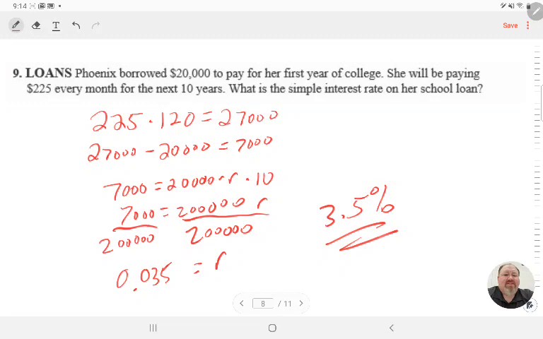So 7,000 equals 20,000 times R times 10, or 7,000 equals 200,000 times R. Divide both sides by 200,000, and R, or my rate, is 0.035 or 3.5%. All right.